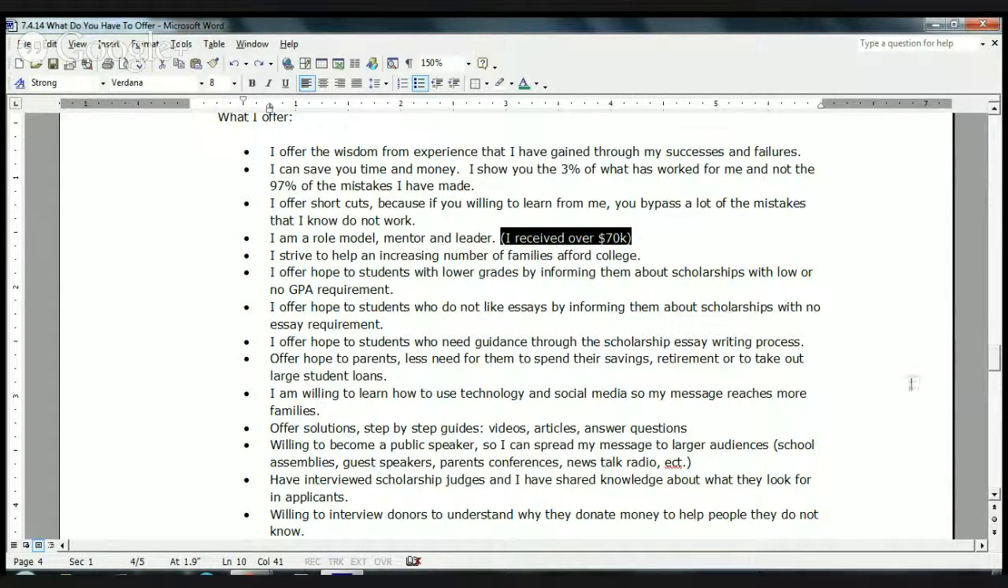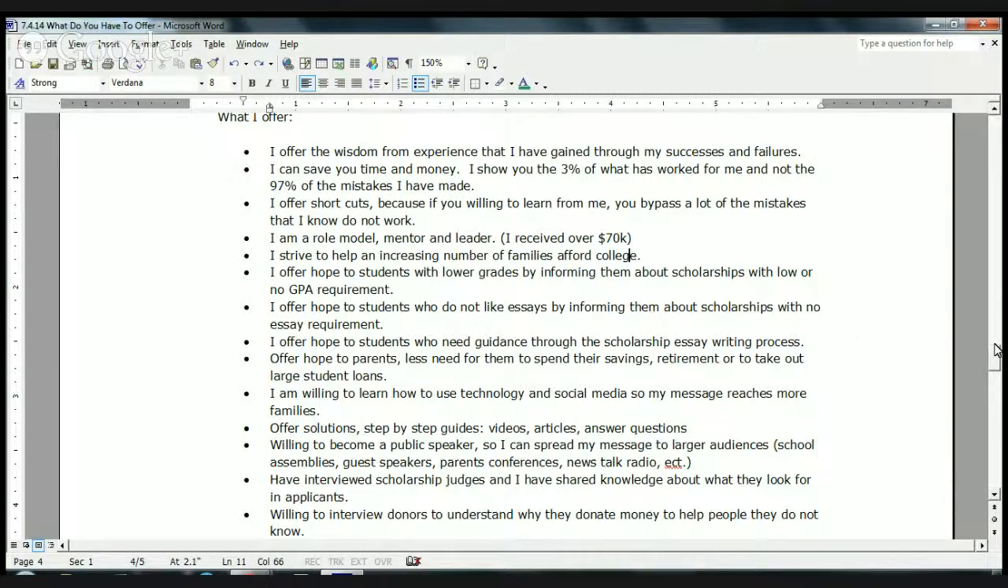I've received over $70,000 in grants and scholarships. So I just put that in as a reminder that that's something that I want to talk about more further. I have the knowledge, therefore I'm qualified to lead you. I can help you avoid the mistakes that I've made so you don't have to make them, so you can have a faster learning curve.